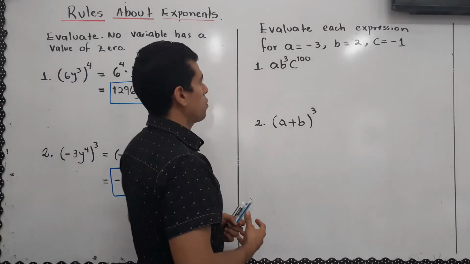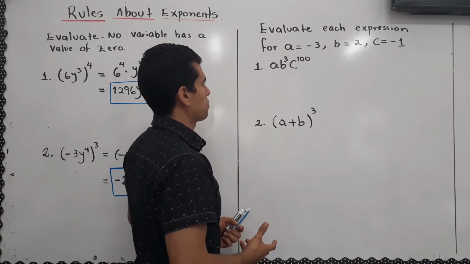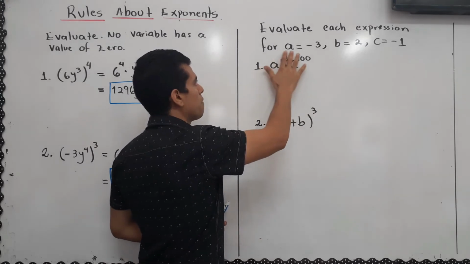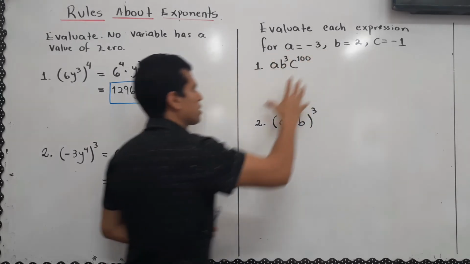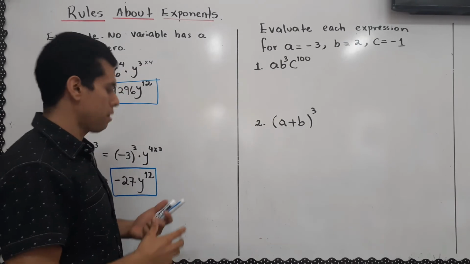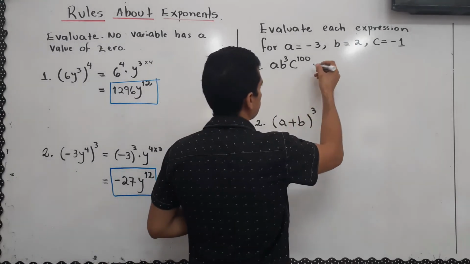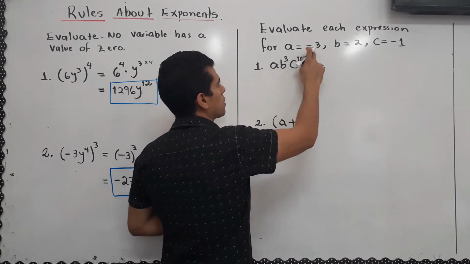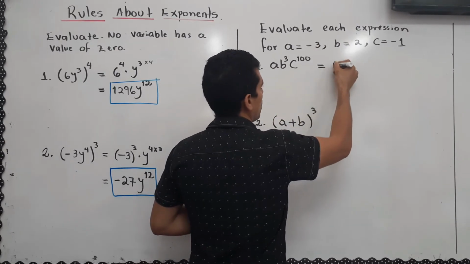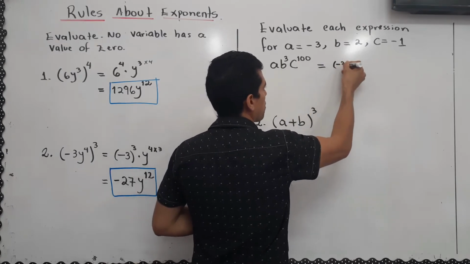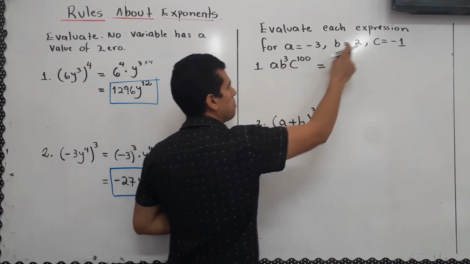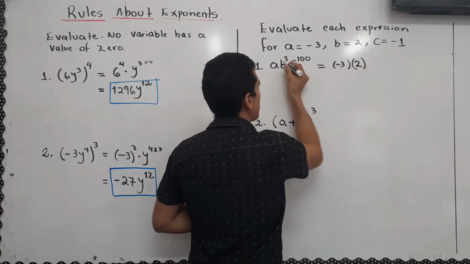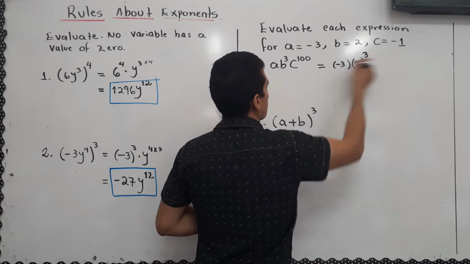Then we are going to evaluate each expression. So here we are given two exercises and they give you the values of the variables. So that's what we are going to do. We are going to evaluate them. So in this case, A is going to be negative 3. So I'm going to replace the letter A by negative 3. Then B is 2. So I'm going to replace it by 2. And the exponent is 3.